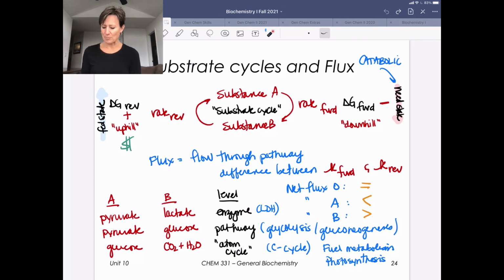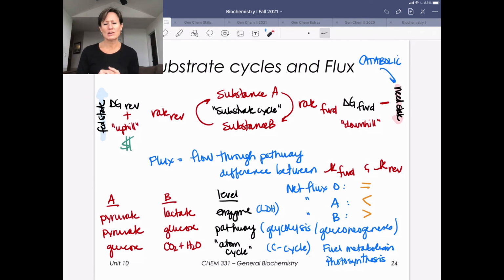What more likely happens is one of the pathways is going to be dominant. So for example, if the forward rate is faster than the reverse rate, we're going to favor the formation of substance B, and so flux is going to favor that production path of B. Whereas if the reverse rate is faster than the forward rate, in that case, we're going to favor the production of A. So the last thing that we kind of talked about here was just giving you 3 examples.